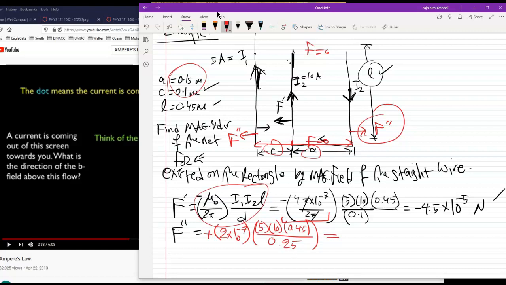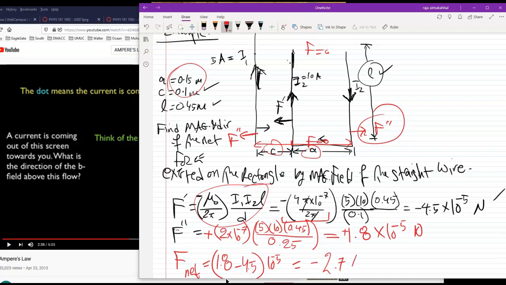So the answer to this, let's do it. So 2 times 10 to the negative 7, times 50, times 0.45, divided by 0.25, answer 1.8 times 10 to the negative 5, and that's positive, right? So what is the net? Well, just add them up together. 1.8 minus 4.5, times 10 to the negative 5, that will be negative 2.7 times 10 to the negative 5 Newton. That's the net force. You see what I'm saying?